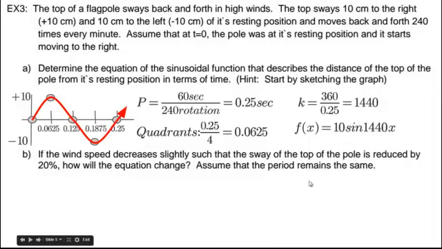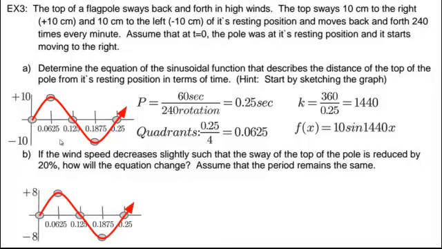The last one, it's kind of a big assumption, but if the wind speed slowed down a little bit and just made that amplitude smaller, so it wasn't pushing it as far back and forth, it still does one full cycle every 0.25 seconds. What happens is if you reduce it by 20%, instead of going 10 and negative 10, it's going to go to 8 and negative 8. And the only equation change is that instead of a 10, we have an 8.